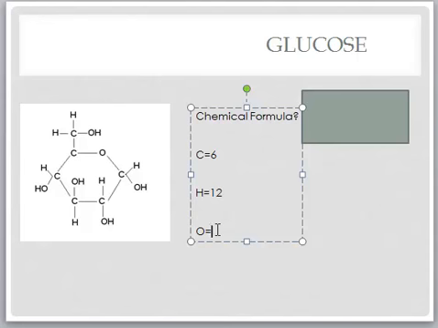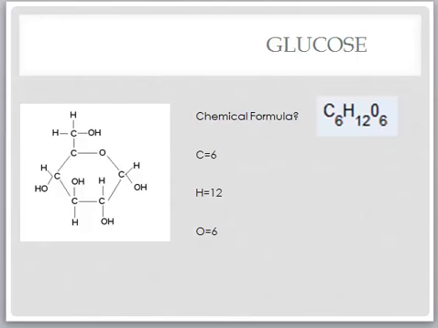And then how many oxygen atoms are there? 1, 2, 3, 4, 5, 6. 6 oxygen atoms. So we know we start with carbon, second is hydrogen, and we know we end with oxygen. So the chemical formula for glucose is C6H12O6. Based on that structural formula, we were able to get the chemical formula.